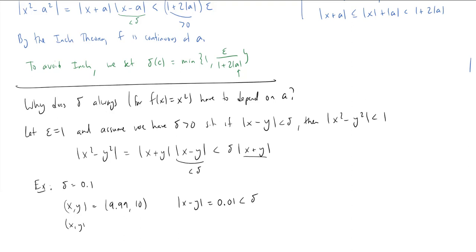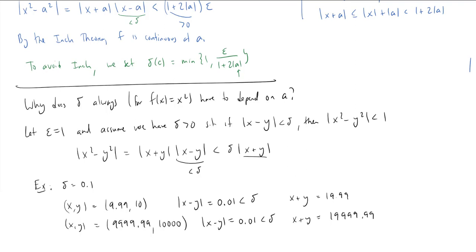But I could also let my x and y be 9999.99 and 10,000. And again, x and y are going to be exactly 0.01 apart, which is still less than delta. And you can't stop me from putting more nines into this. I can just keep doing it over and over again. But when I do it over here, you see the absolute value won't matter because everything's positive. x plus y is 19.99. And here my x plus y is, my goodness, 19,999.99. And I can just make this as big as I want.